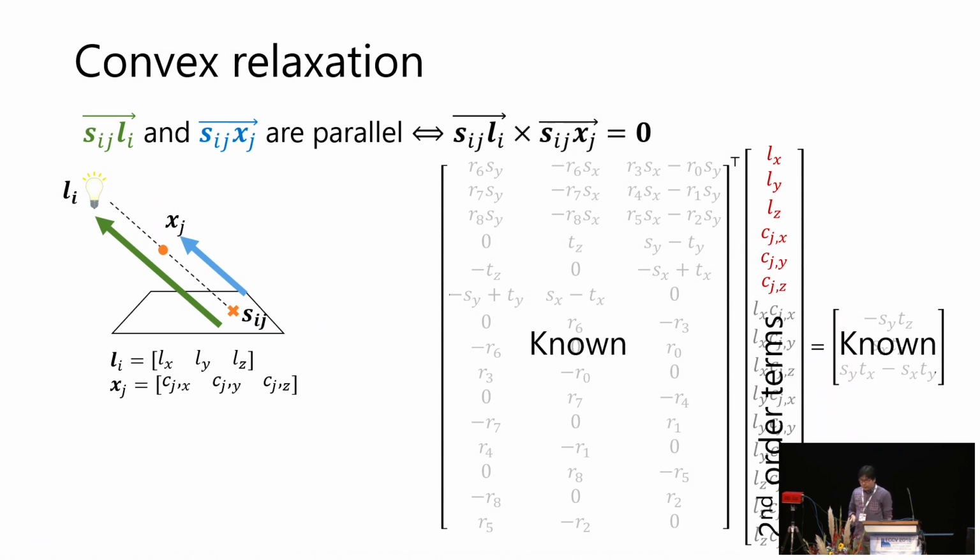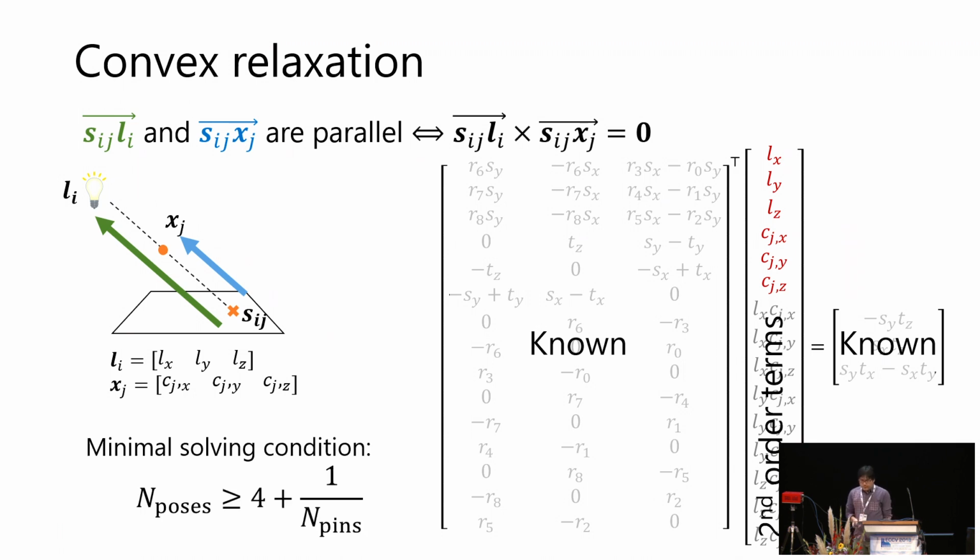In our method, we relax this equation by treating these second-order variables as independent variables. As a result, we obtain a linear system, whose result we then use as initialization for bundle adjustment. For directional light, the equation looks similar, but for that, please refer to our paper. To solve for unknowns, we need at least 5 poses.